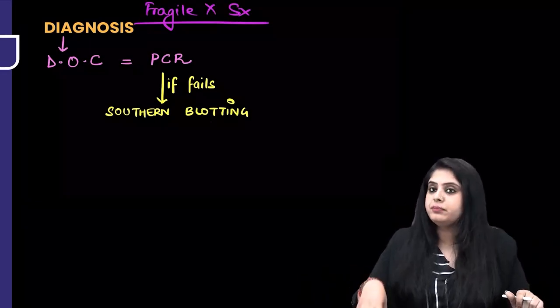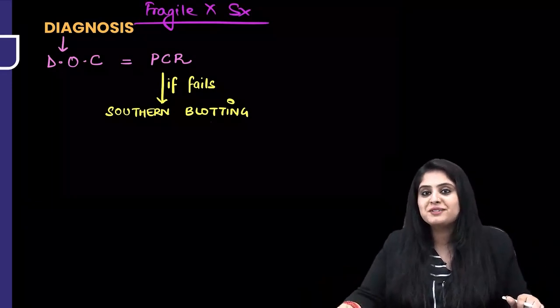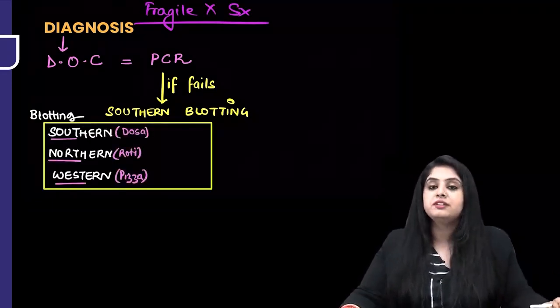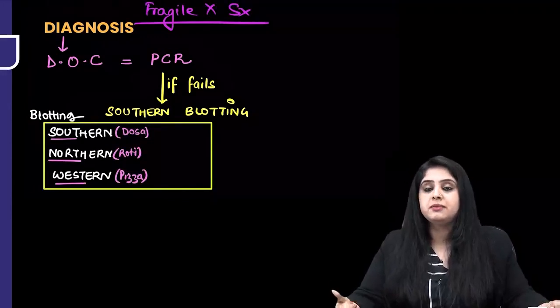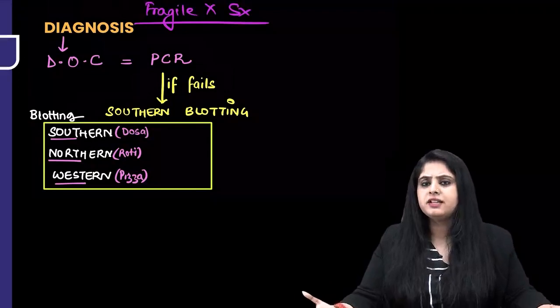First thing I will do PCR, if PCR fails, I will do Southern blotting, because you know immediately I'm going to ask you the different types of blotting techniques. Can you tell me from biochemistry what are the different types of blotting techniques? Southern blotting, Northern blotting, Western blotting.